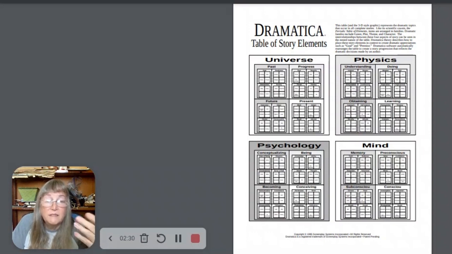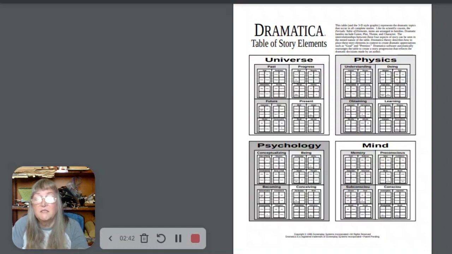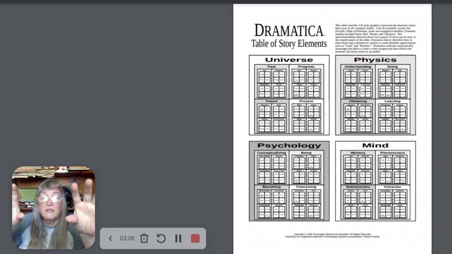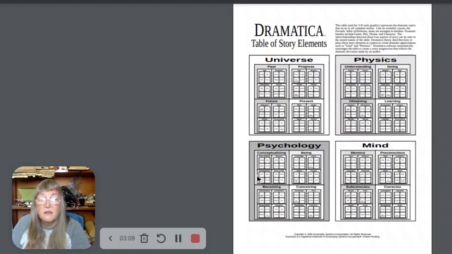When you look at fluorine and chlorine, you know that they're not going to be the same as, say, gold. They won't operate the same, but fluorine and chlorine will operate very similarly. Here in the Dramatica table of story elements, all the elements in universe will act differently than those in physics, but they will be similar in and of themselves in the kind of thing they're doing. Now, what kind of thing is that? Well, last week we talked about how universe, for example, was a fixed situation. You can look at universe and physics and see that those deal with things in the external world. And mind and psychology deal with things in the internal world, within ourselves.